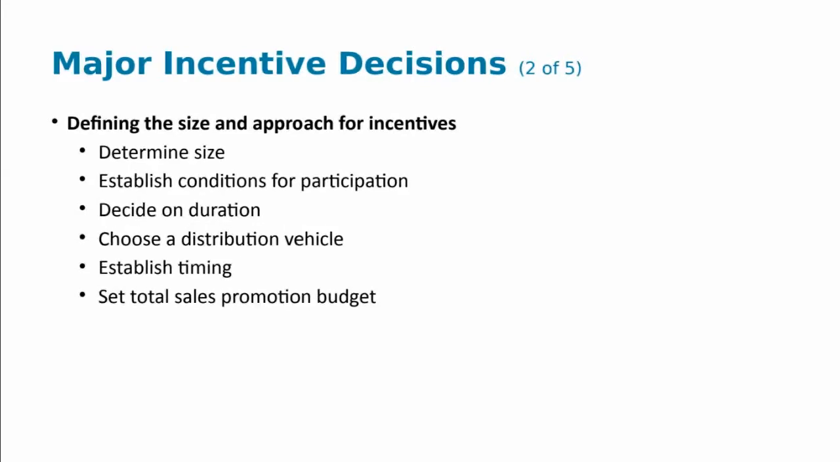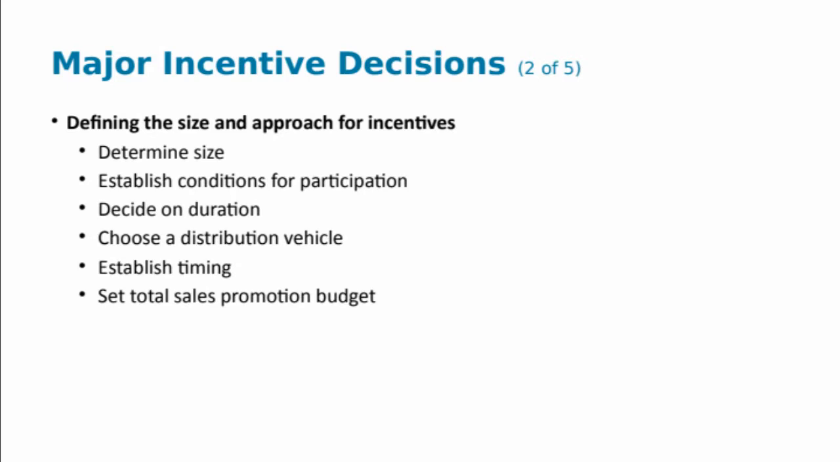In deciding to use a particular incentive, marketers must first determine its size. The incentive must be meaningful to target market customers if the promotion is to succeed. Second, the marketing manager must establish conditions for participation; incentives might be offered to everyone or to select groups. Third, the marketer must decide on the duration of the promotion. And fourth, the marketer must choose a distribution vehicle. A 50 cents off coupon can be distributed in a product package, in stores, by mail, online, or in advertising. Fifth, the marketing manager must establish the timing of the promotion. And finally, the total sales promotion budget must be set.